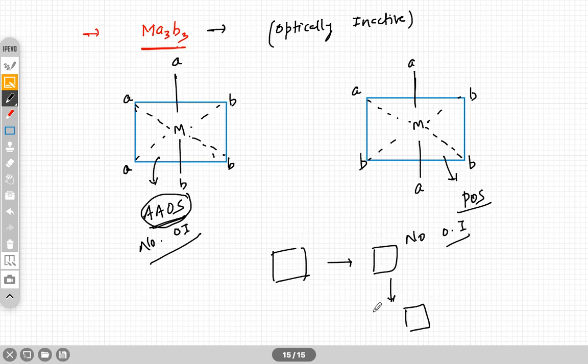Okay, we'll do that. Not much important, but here you need to understand that MA3B3 type, it first of all does not show optical activity, right? And in one of the molecules, the left side I have drawn, we have an alternating axis of symmetry present, and that's why it is optically inactive, which you could not see because it does not look like there is any kind of symmetry present in this molecule.